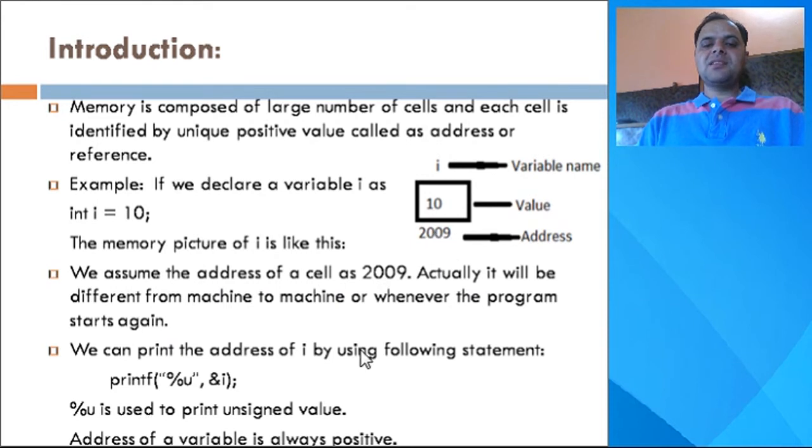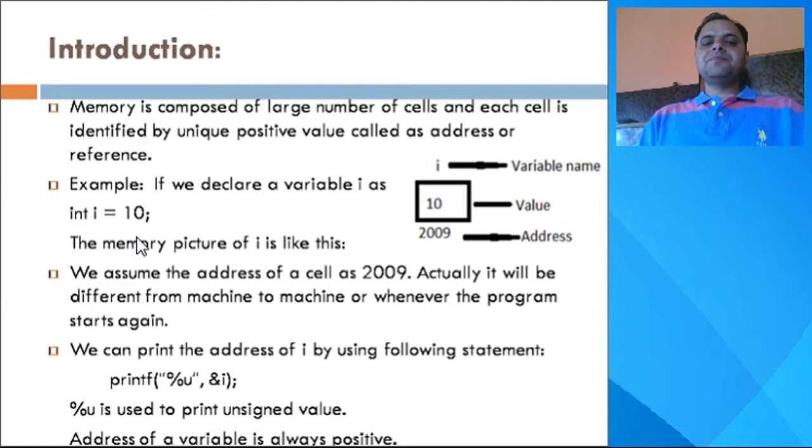So we can print the address of i by using the following statement: printf("%u", &i). So we don't use %d, we use %u, which means unsigned int. %u is for unsigned int because an address is always positive. It will not be negative. So %u is used to print unsigned value.